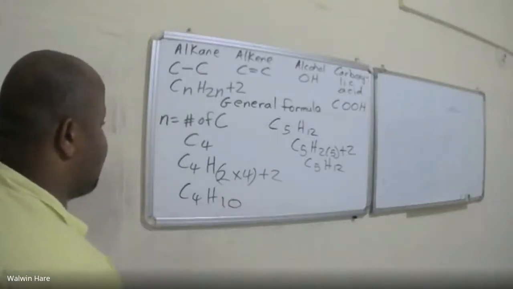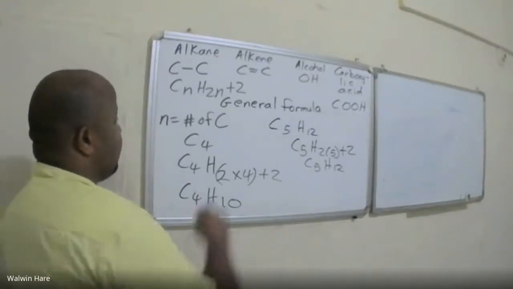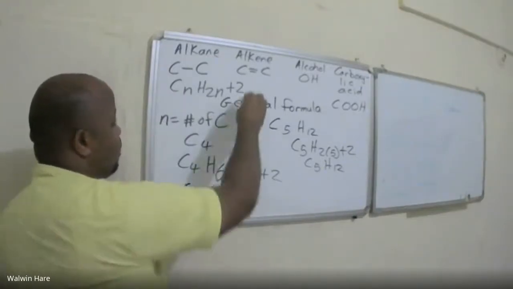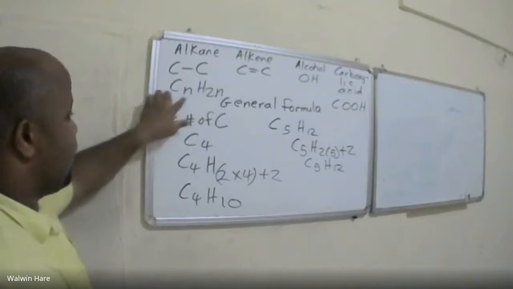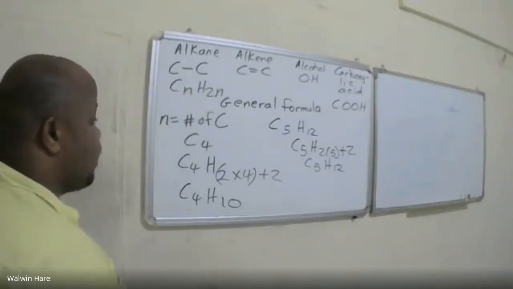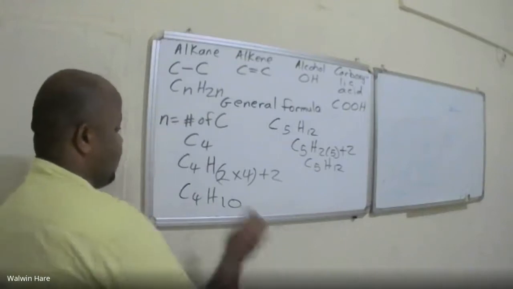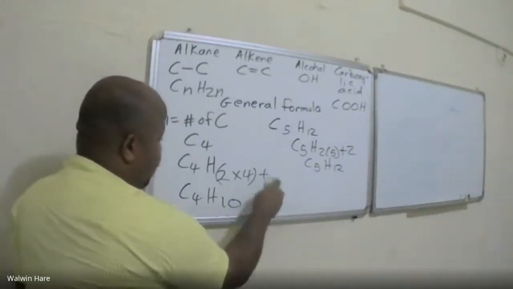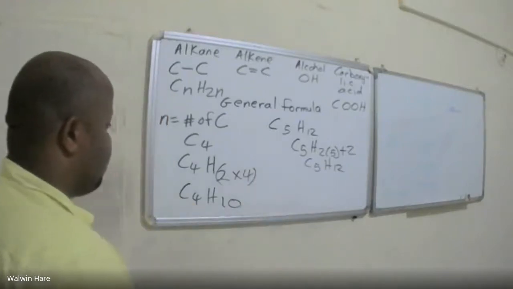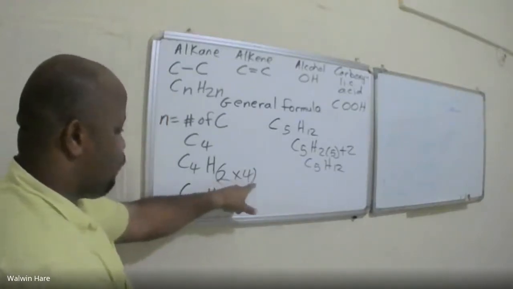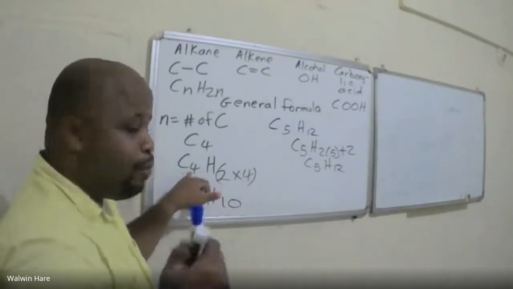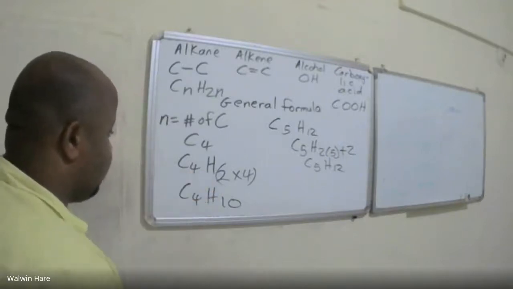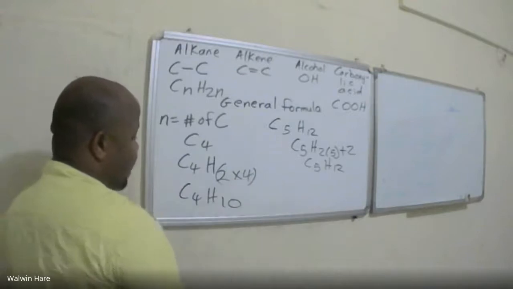So that's it for the general formula for the alkane. For the alkene, it's CnH2n. So there is no plus 2. So for our alkene, it is just CnH2n. All right. So let's do it now with the alkene. If it was an alkene, we would not have plus 2. That means it would just be 2 times 4. So for the alkene, any amount of carbon that is present, you must have twice the amount of hydrogen. So if you have 4 carbons, 2 fours, 8.